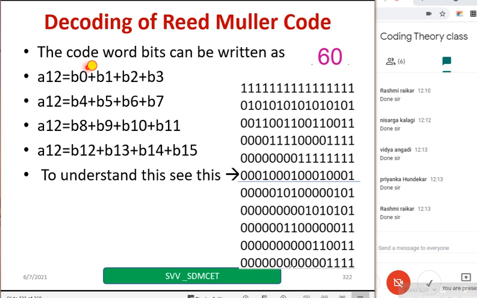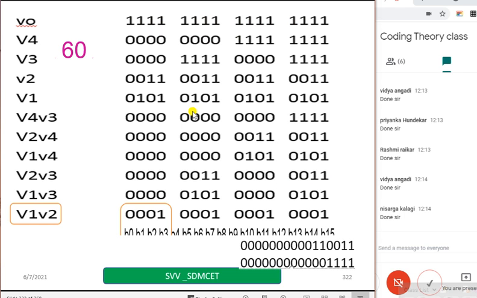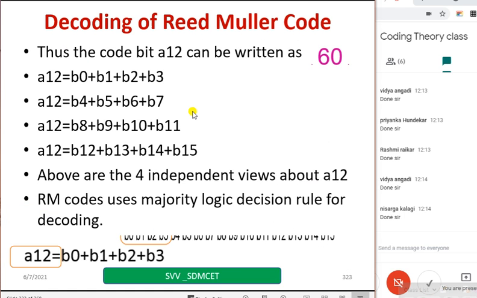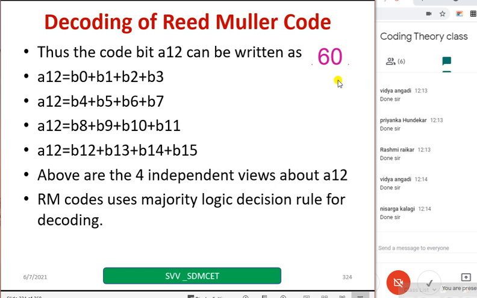And above are 4 independent views of A12. So if I get this as a 1, this as a 1, this as a 1, and this as 0, sir, what to do? Go for a majority logic decision. Means if you have these 3 as 1, take it as 1. Whichever has the highest count, that you have to choose.